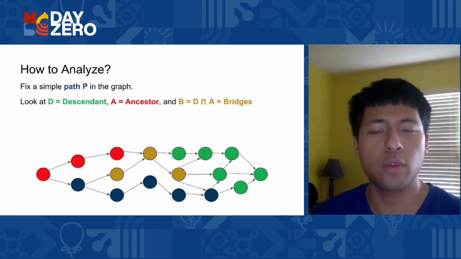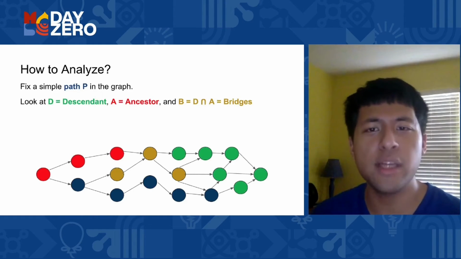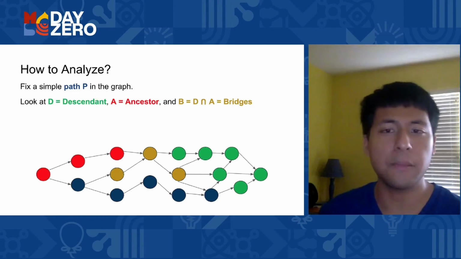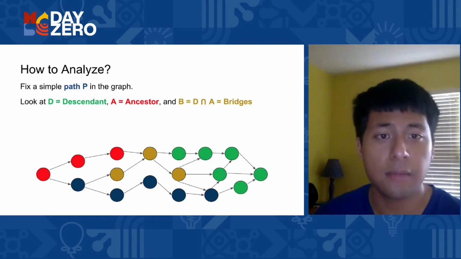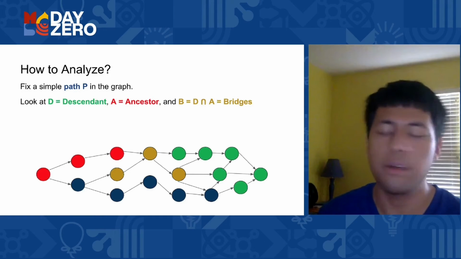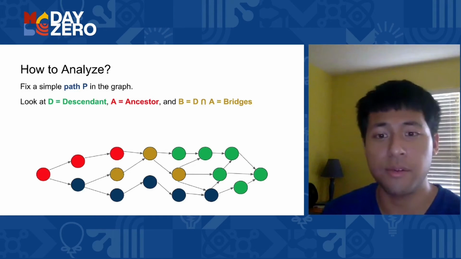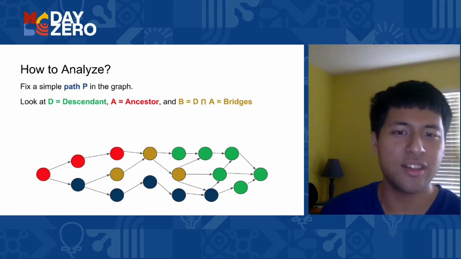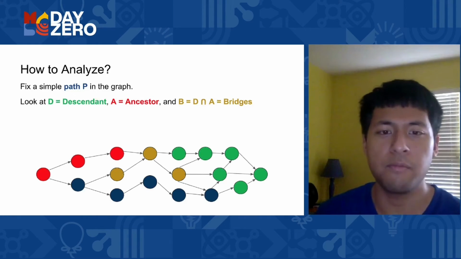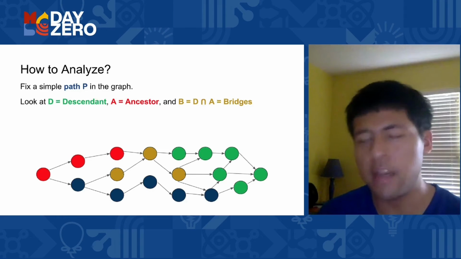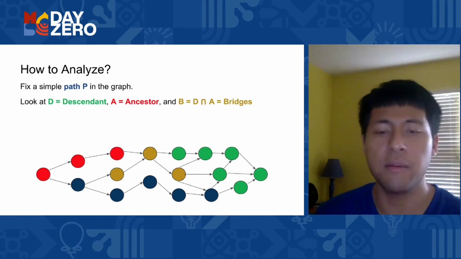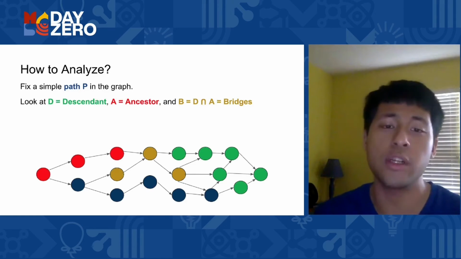To analyze this, we're going to make 3 subsets of vertices depending on the path. We're going to define path descendants, path ancestors, and path bridges. A path descendant is a vertex that the path can reach. Basically, any vertex that the start of the path can reach. A path ancestor is any vertex that can reach the path. Basically, any vertex that can reach the end of the path. And a bridge is any vertex that is in the middle. It's reachable from the start and can reach the end.